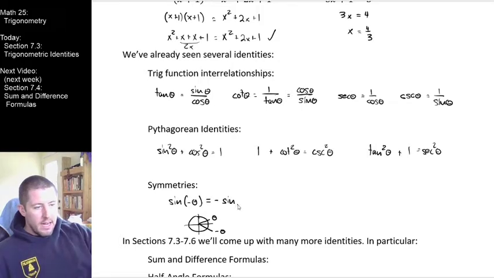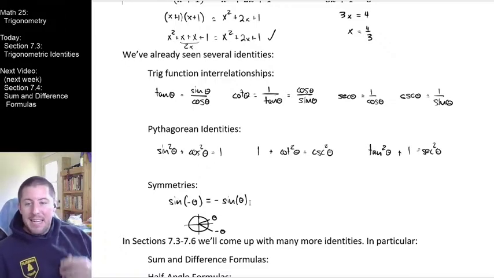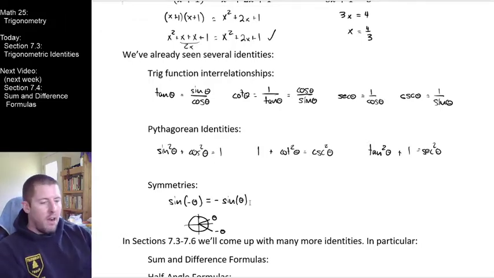So here is an identity that's always true. Doesn't matter what the actual angle is. If you're looking at the sine of the negative of any angle, it's equal to the negative of the sine of the positive angle right here. Always going to be true.